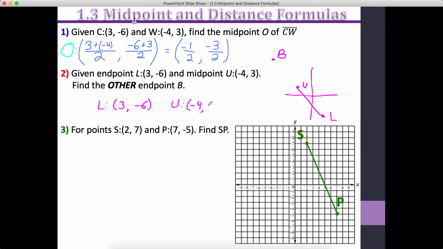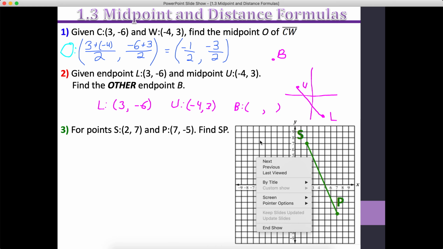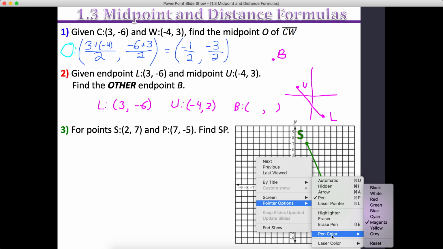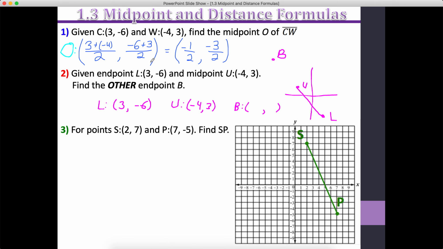So let's see. There's -4, 3. And I'll throw B here, but empty, because we're working on it still. Something, comma, something. So ready for this? To go from L to U, what we've done is, in terms of x's, it looks like we've traveled from 3 to -4, which is 7 units left.